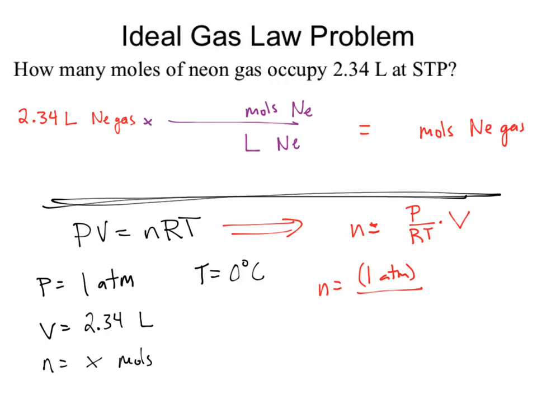R. What was R? 0.0821 atmospheres times liters over moles times kelvins. And you're like, ah, that's an ugly unit. Yeah, it is. I agree. Temperature. Okay. It did not say Kelvin, right? We said 0 degrees Celsius.